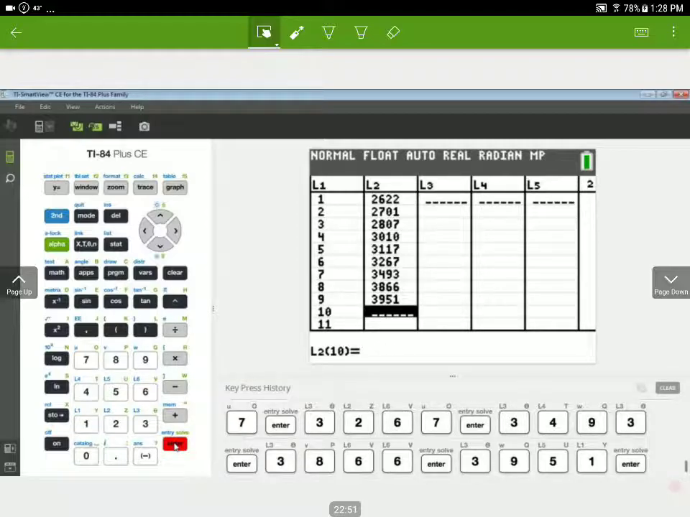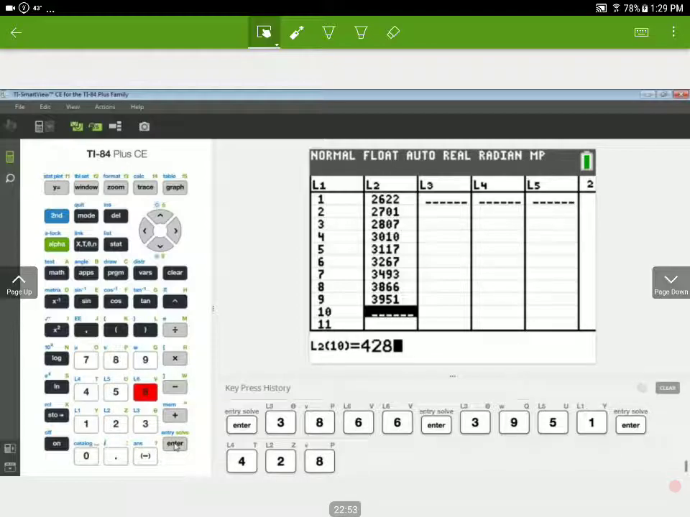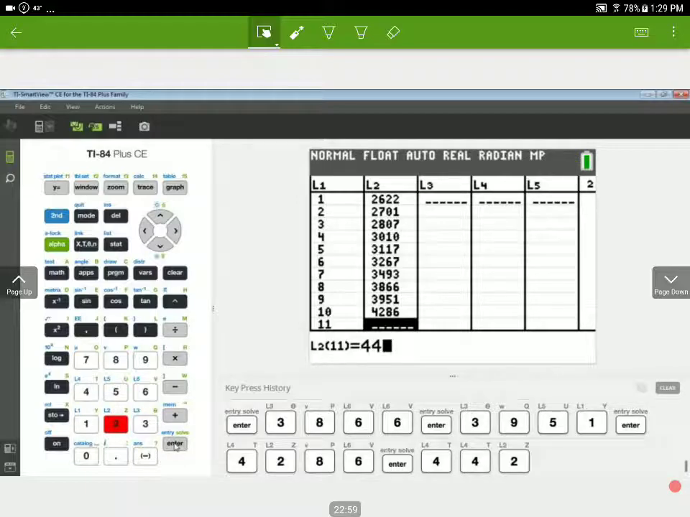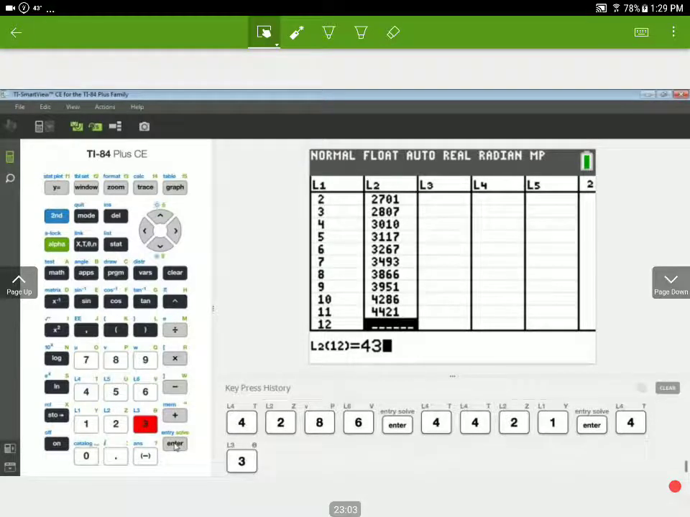I'm kidding. 42, 86. Oh, I don't have that much power. Are you kidding me? 11 is 44, 21, 4, 4, 2, 1. Yes. And 4, 3, 1, 6, 4, 3, 1, 6. Enter. Sweet. All right, so we got them all in there.